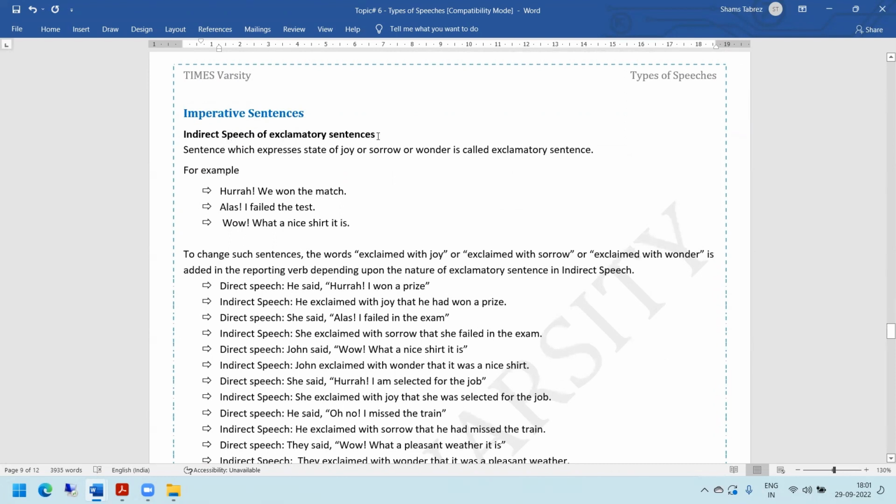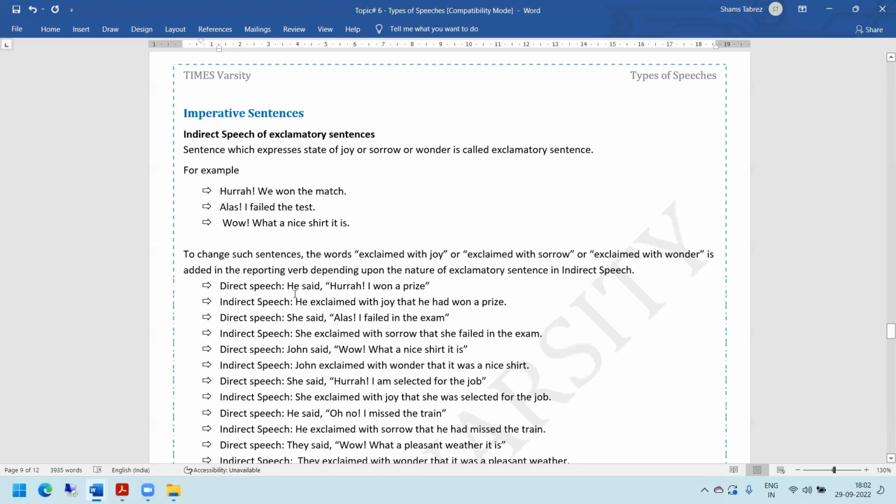Indirect speech of exclamatory sentences. Sentences which express a state of joy or sorrow or wonder are called exclamatory sentences. For example, hooray, we won the match. Alas, I failed the test. Wow, what a nice shirt it is. To change such sentences, the words exclaimed with joy, or exclaimed with sorrow, or exclaimed with wonder are added in the reporting verb depending on the nature of the exclamatory sentence in indirect speech.